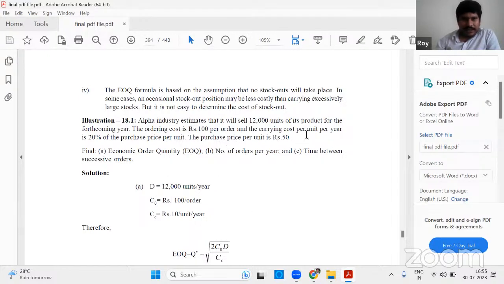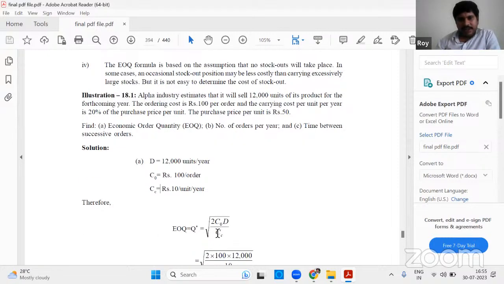And the carrying cost per year is 20% of the purchase price of the item. This is CC, carrying cost. Okay, the formula is 2 into CO, the ordering cost, into D, that is the total number of units required, divided by CC, the carrying cost. Just remember it that way: root of 2 CO D by CC. CO is ordering cost, CC is carrying cost, and D is the demand required for a year. If you put that in, you will get the answer.